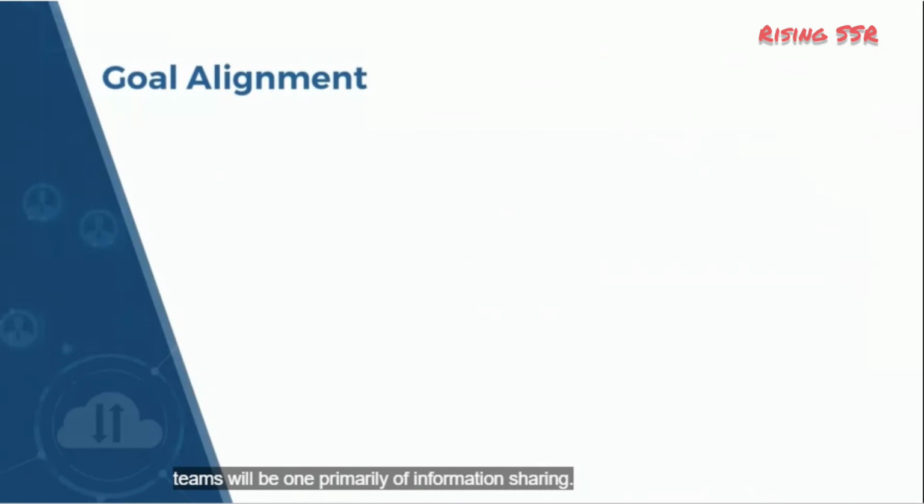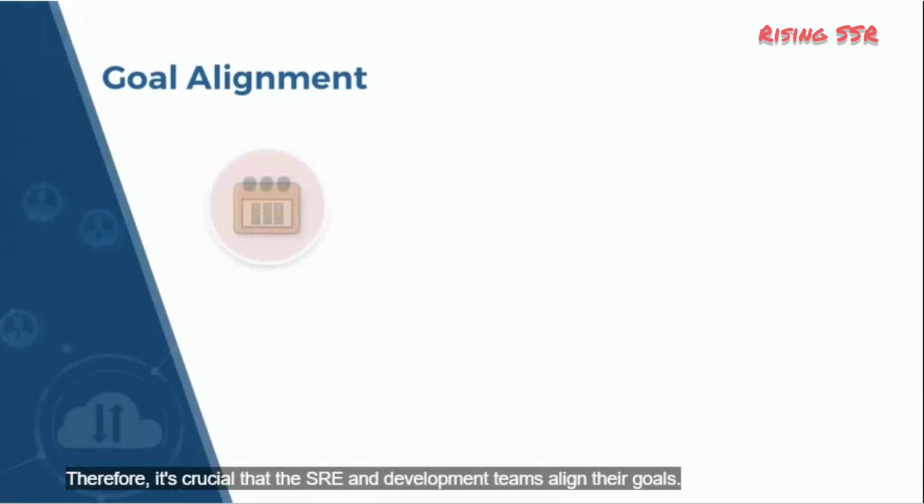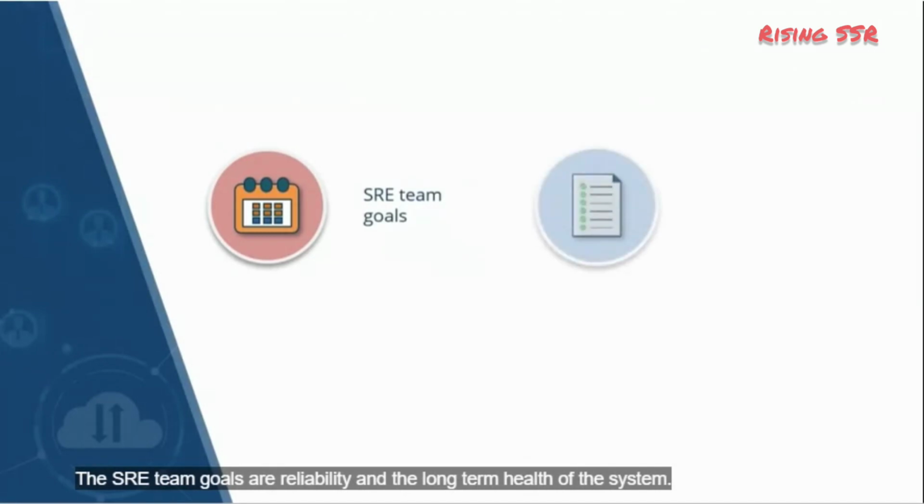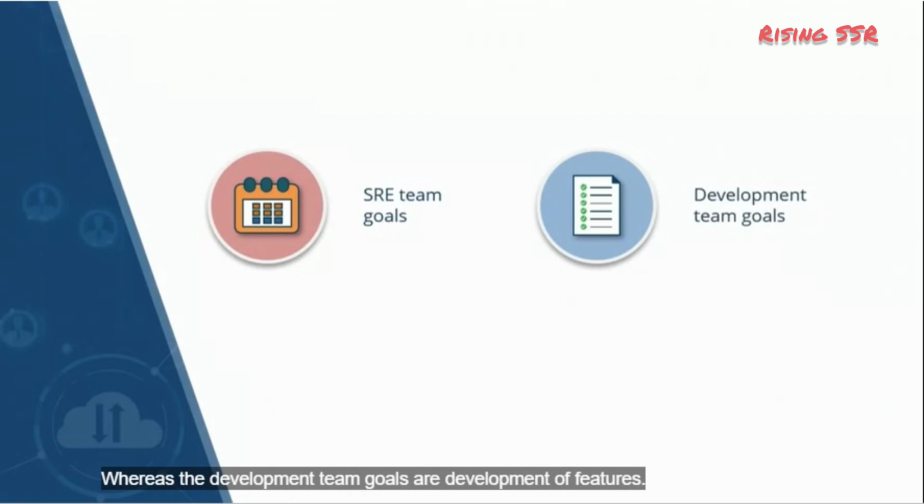In reality, the relationship between the product team and other teams will be one primarily of information sharing, while the SRE and development teams will be working closely side by side much of the time. Therefore, it's crucial that the SRE and development teams align their goals. The SRE team goals are reliability and the long-term health of the system, whereas the development team goals are development of features. Now, there's a lot of overlap here.